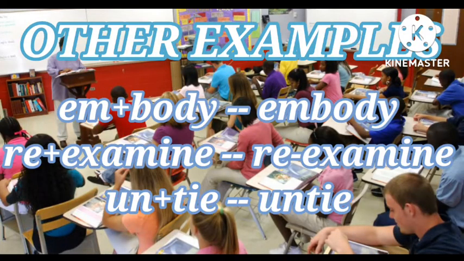Then we also have other examples of the derivational morphemes. So we have em adding to body to make embody, and then re adding to a word like examine to have re-examine, and then un to tie to make it untie.